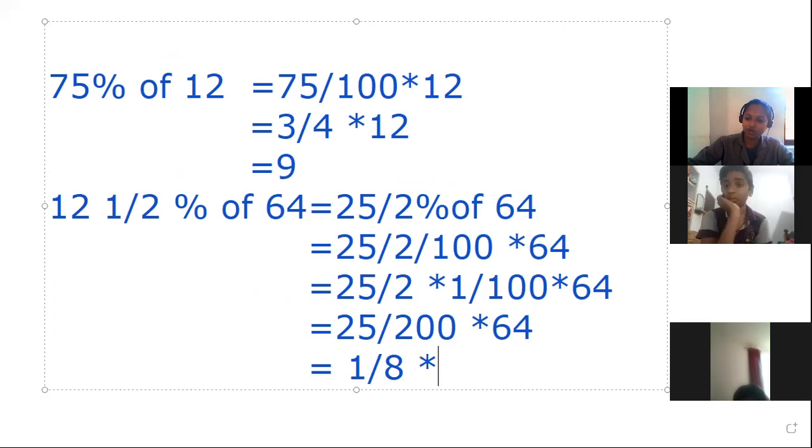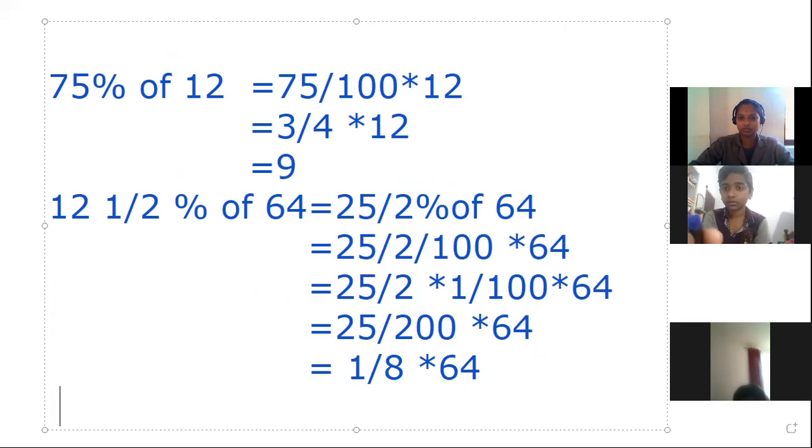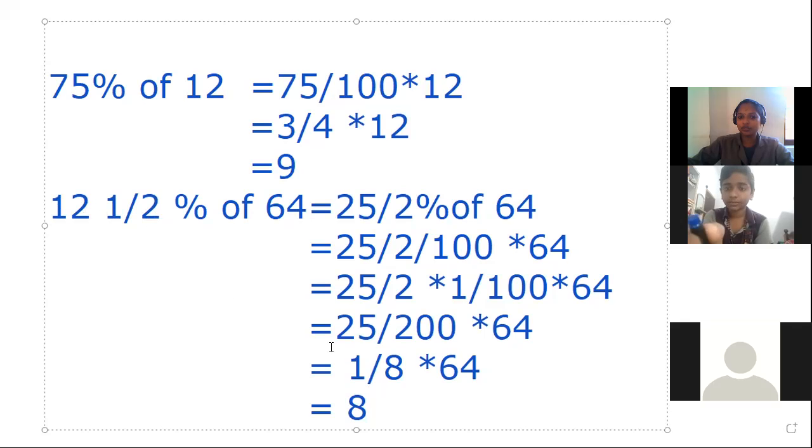1 by 8 into 64. That means it is 64 divided by 8. How many 8s are in 64? 8. That is, 12.5% of 64 is 8 itself.